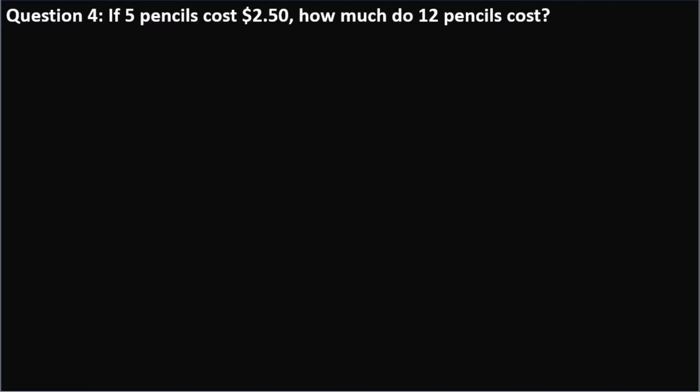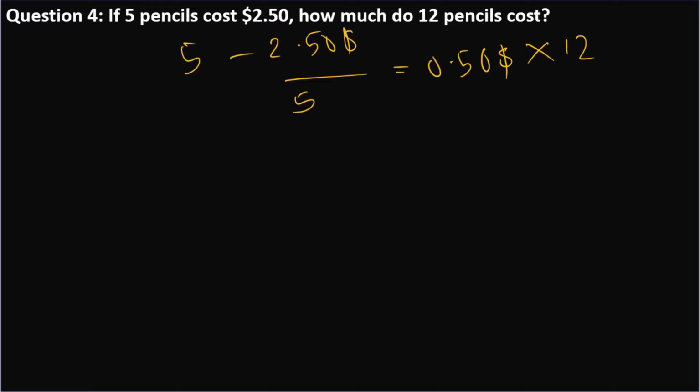So now come to another problem. If 5 pencil cost 2.5, how much do 12 pencil cost? Okay, so 5 pencil cost is $2.50. So here divided by 5, and we will get 0.50 cent. And now the 12 pencil price will be $6.